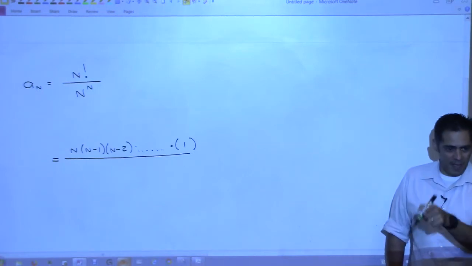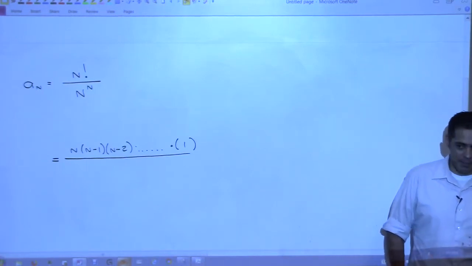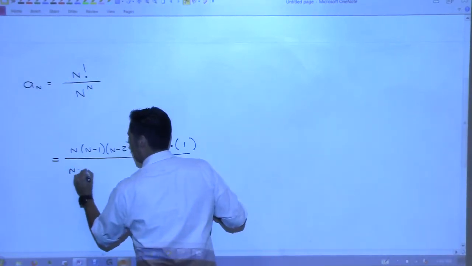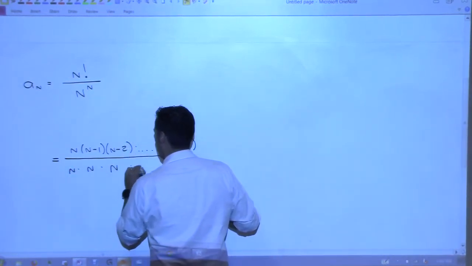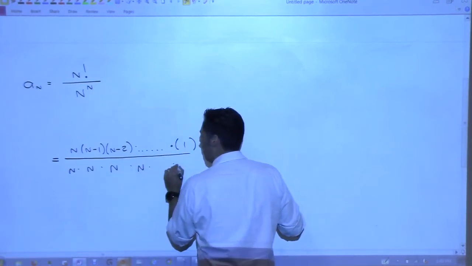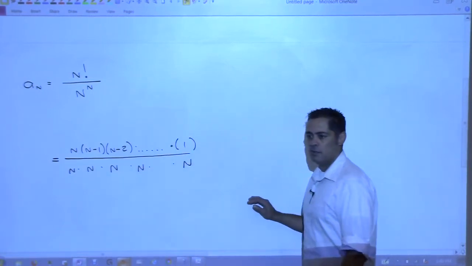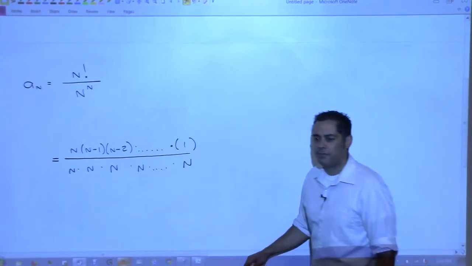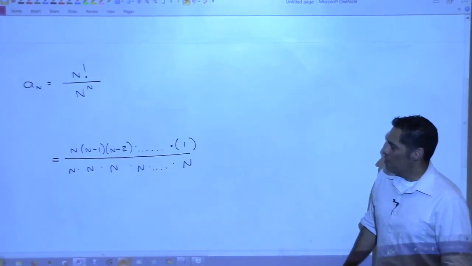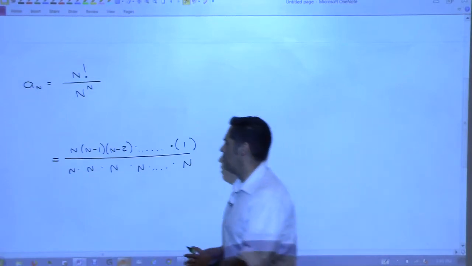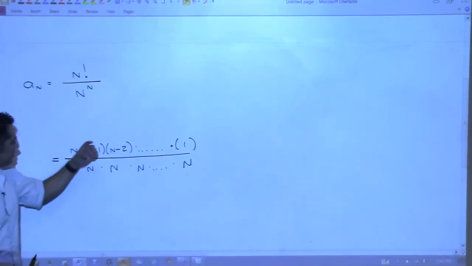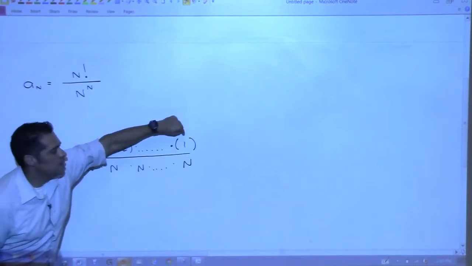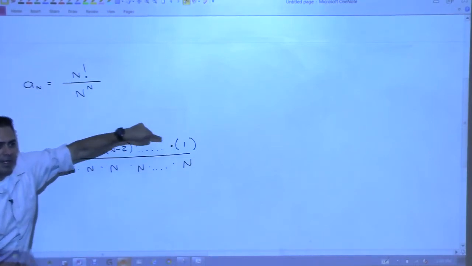Multiply n times n times n times n. How many times? N times. So isn't the bottom n times n times n times n times all the way down to the very last one, which is n? Agreed? This should be dot, dot, dot there. Yes? So how many factors are in the numerator? How many factors? We have 1, 2, 3. To how many factors would that be?